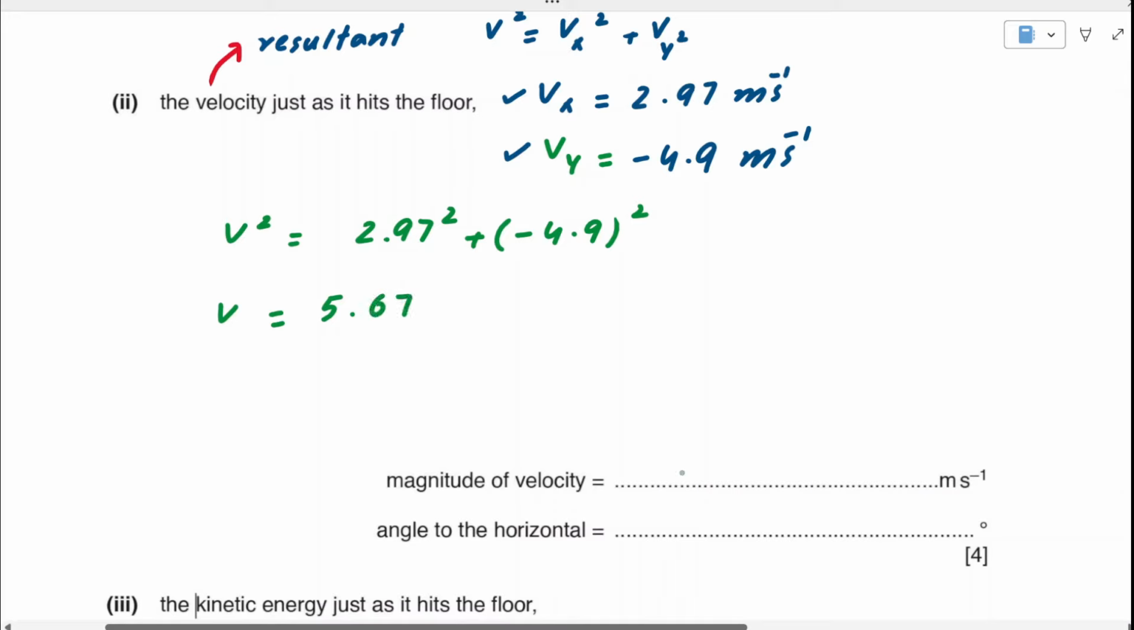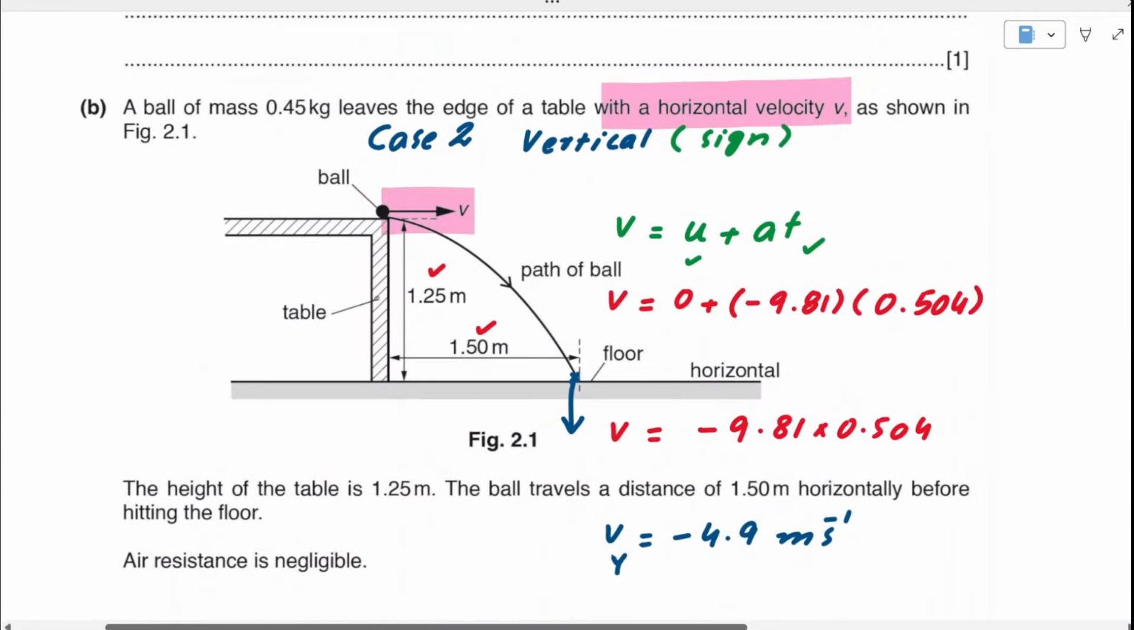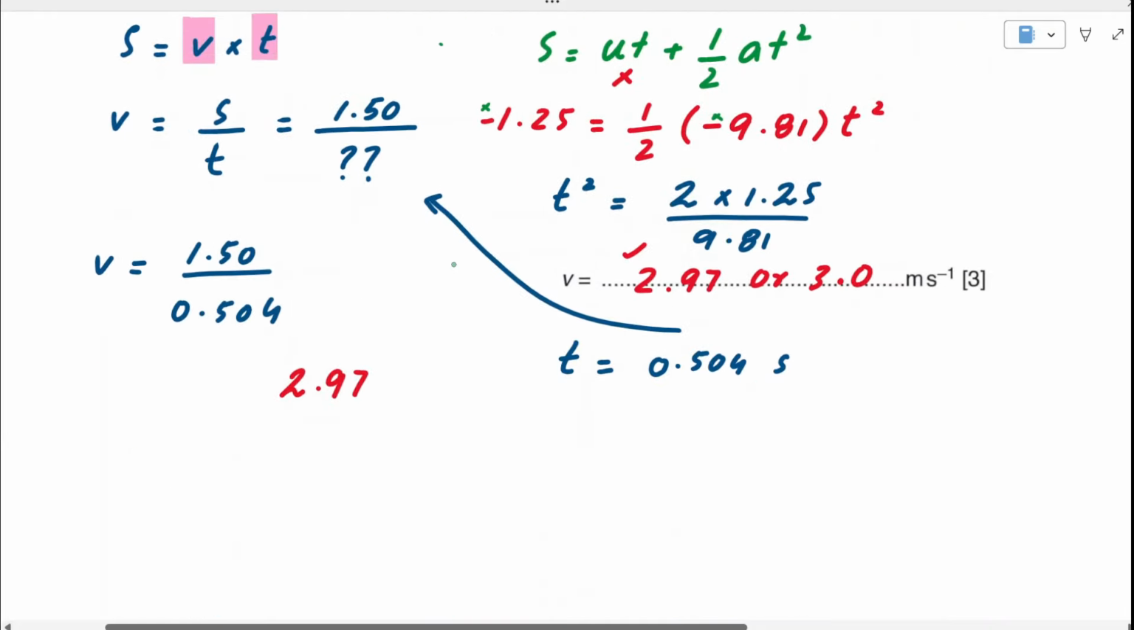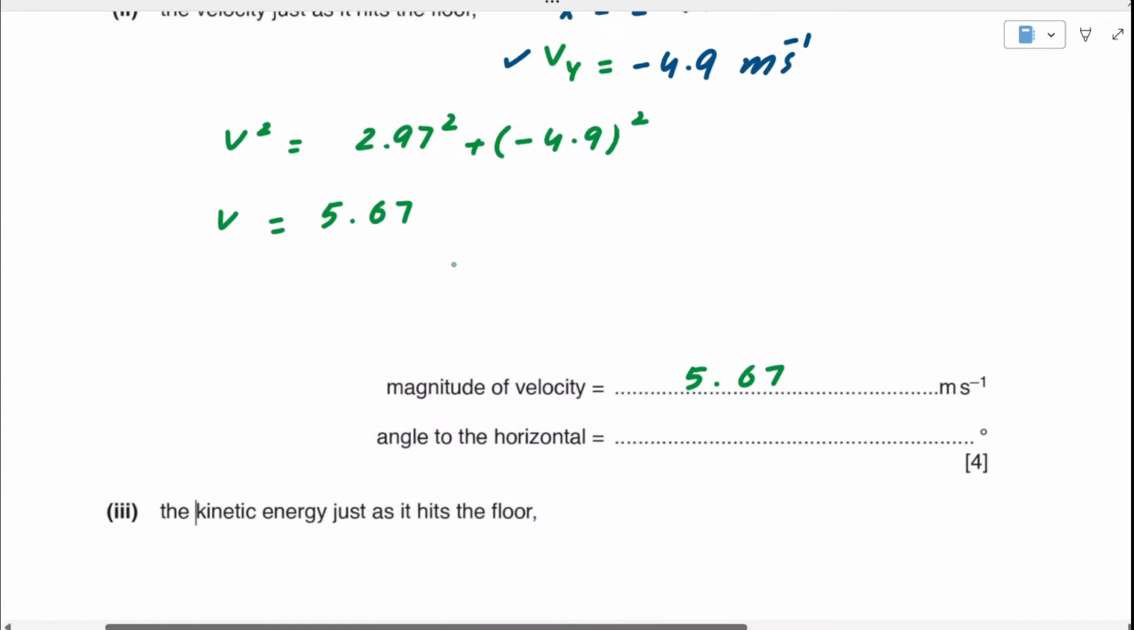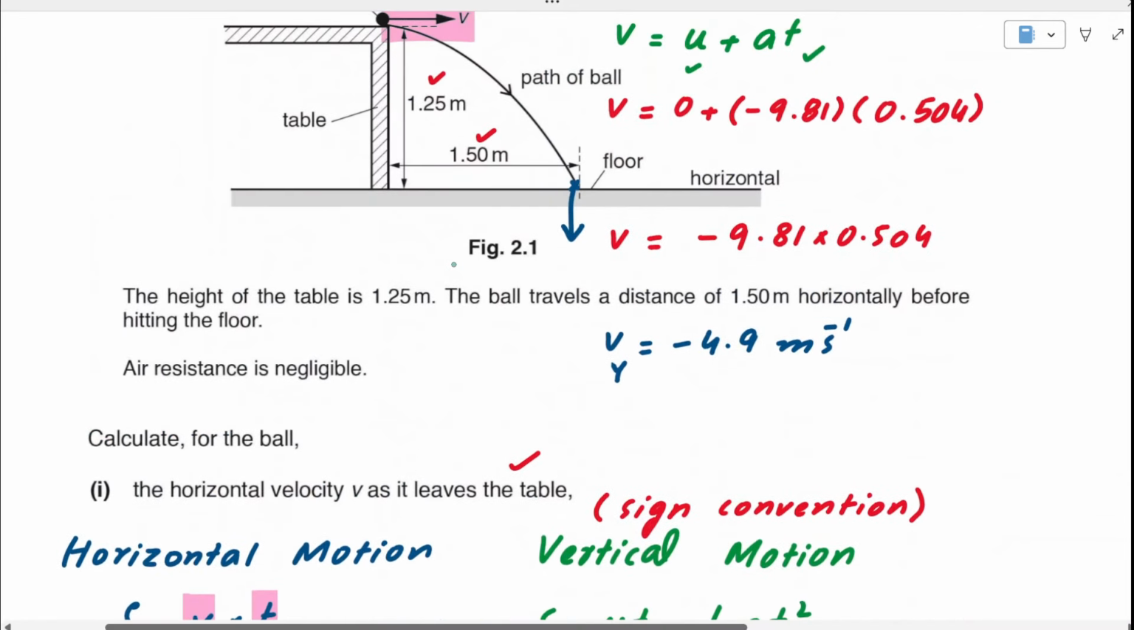5.67. Okay, so we can write it as 5.67, or you can also write it as 5.7. But since all the values were in 3SF, I'll go with 3SF. So this is the magnitude of the velocity as the ball hits the floor. And what velocity is this?